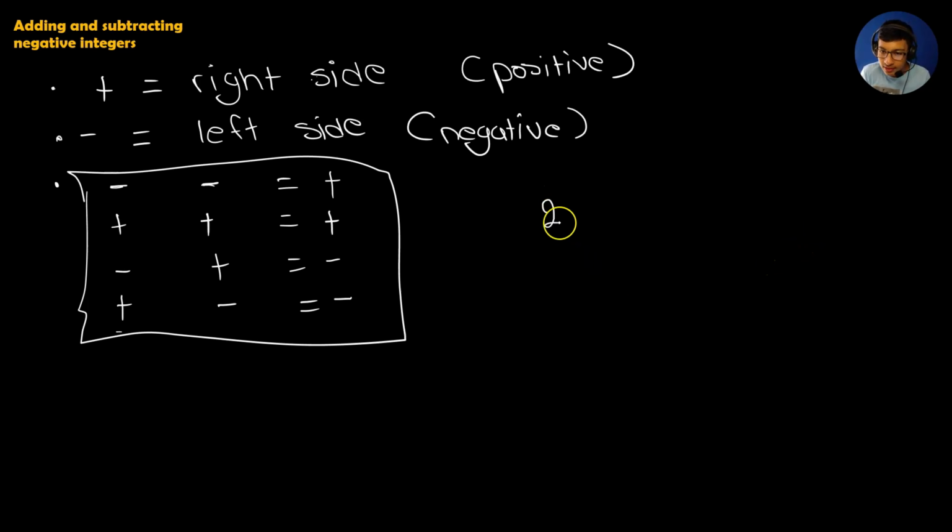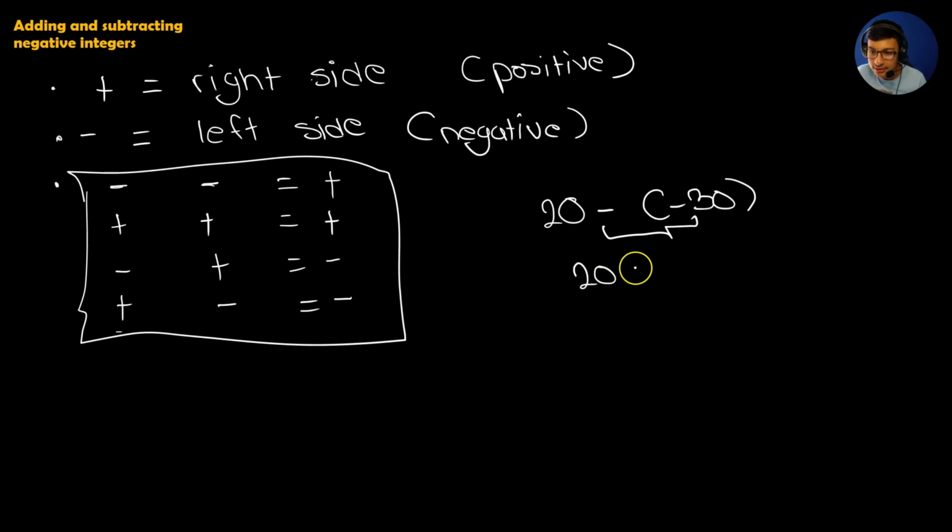So we have 20 minus negative 30. If we check, yes, we do have a negative and a negative, and it equals a positive. So basically it's positive 20 plus 30, and so it equals 50.